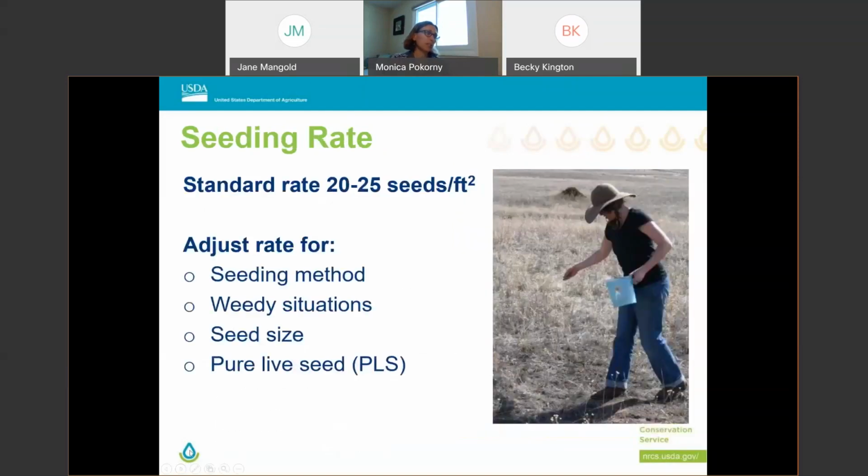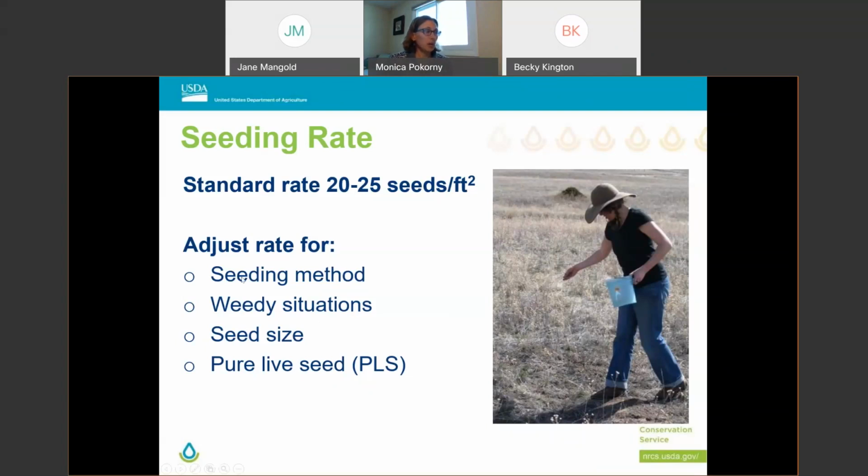Okay, let's talk about seeding rate. What we recommend for a seeding rate is 20 to 25 seeds per square foot. And you'll notice that I didn't say a certain amount of pounds per acre. And that's because we adjust seeding rate based on seed size. And I'll talk about that in just probably the next slide.